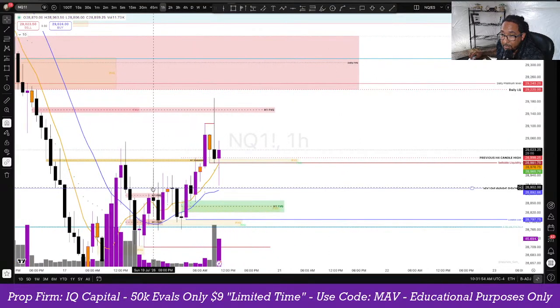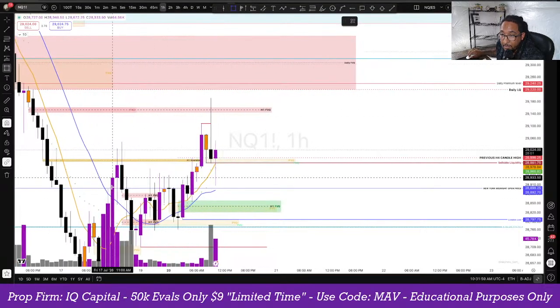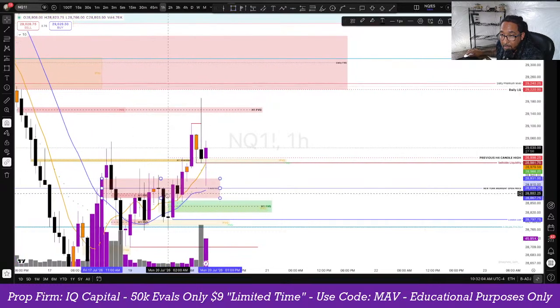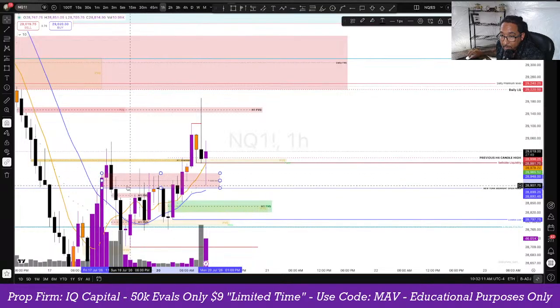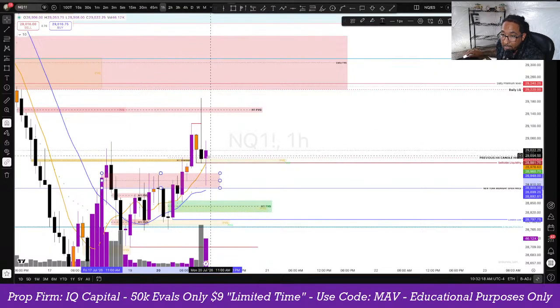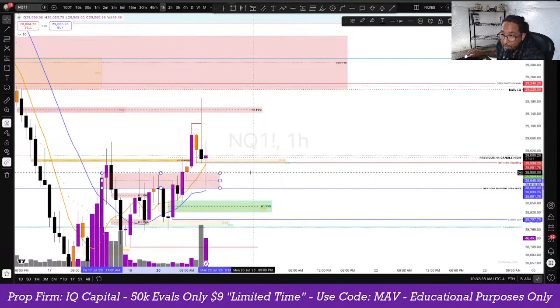But as you can see here, this is a major area of interest here. We see a lot of price action here, a lot of reaction here with these wicks. So now as we've broke above here and we come back down, what was resistance should now act as support, and we continue higher as price on this 1 hour.